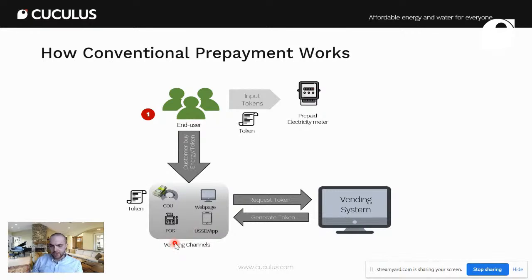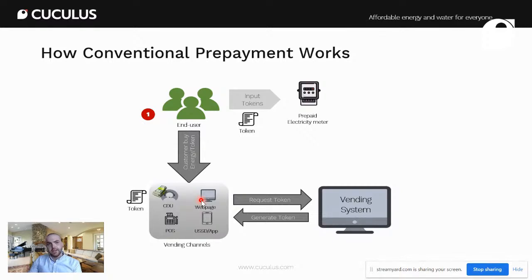And for these vending channels, there are two main types where the customer can buy electricity. The first one is the utility offices, or what we call CDU, or credit dispenser unit. The other category is the third-party vendors. Usually they are third-party companies. They have a contract with the utility to sell electricity on behalf of them.